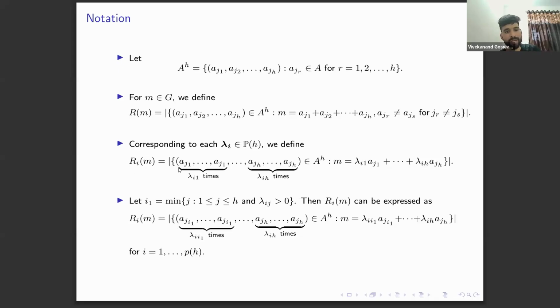Corresponding to each lambda_i in P_H, we define R_im. R_im is the number of elements of this form, where the first lambda_i1 components are the same, and so on, and the sum is equal to m. Using this, we can rewrite R_im like this.